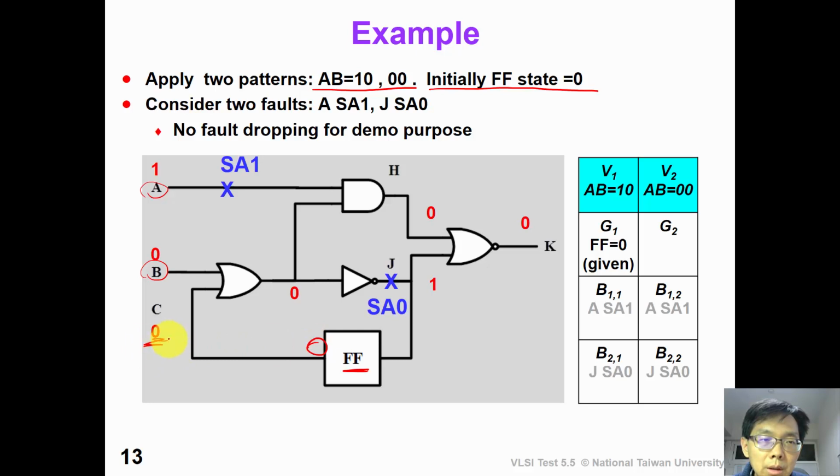So initially, input C is 0. Let's consider two faults, A stuck at 1 fault and J stuck at 0 fault. In this example, we will not perform fault dropping for demonstration purpose. In this table, every column represents a test pattern, and the first row represents the good circuit, the second row is A stuck at 1 fault, and the third row is J stuck at 0 fault.